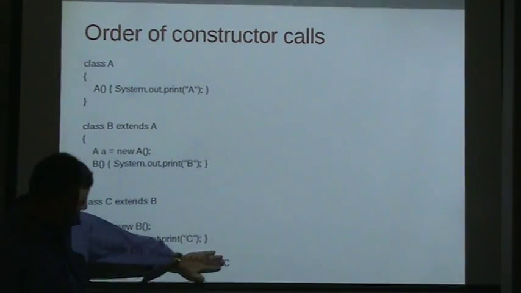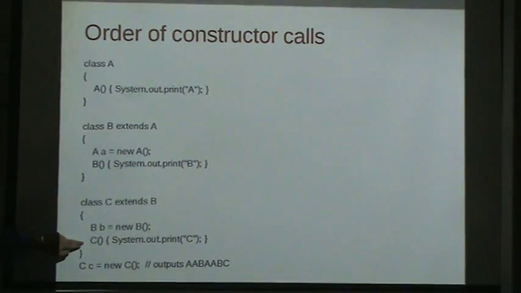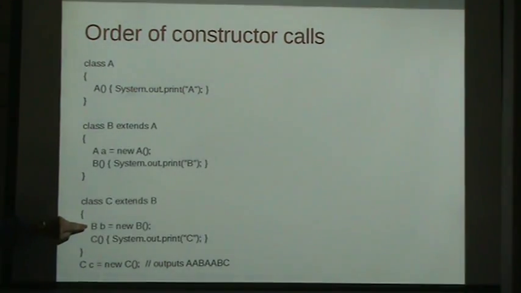So yeah, then this answer is not E. So what would the output be of creating a C object? The first thing the C object does is it creates a B. And the first thing a B object does is create an A. So this constructor would run first.